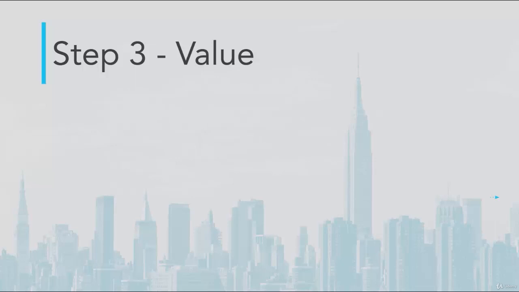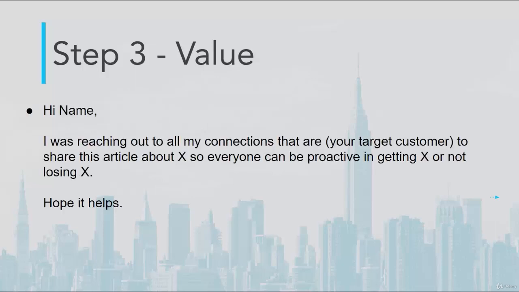This is where we continue to stay on their radar. So we're going to provide value, and it's the same kind of messaging that we use in the indirect method. We want to reach out to all the connections that are obviously your target market, to share a piece of content, an article, maybe something on your website, providing value and letting them know, so they can be proactive in getting or not losing, or whatever that may be, right? It's a simple value piece of content.